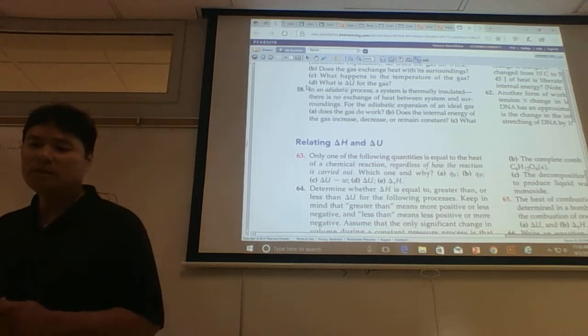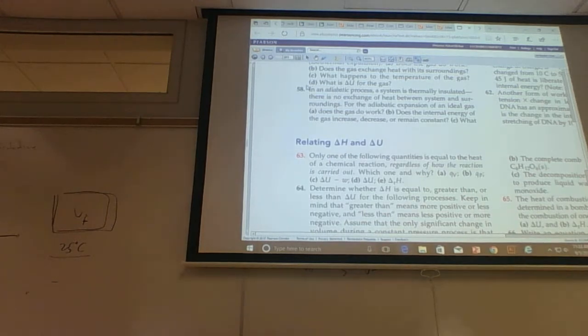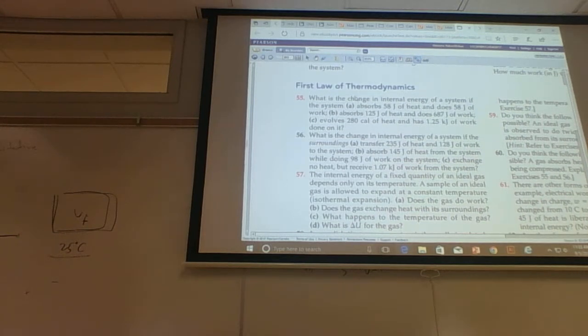And so this is something you guys should review, this chapter 7 stuff. This is first law of thermodynamics. When you go back to the homework here, first law of thermodynamics in chapter 7.